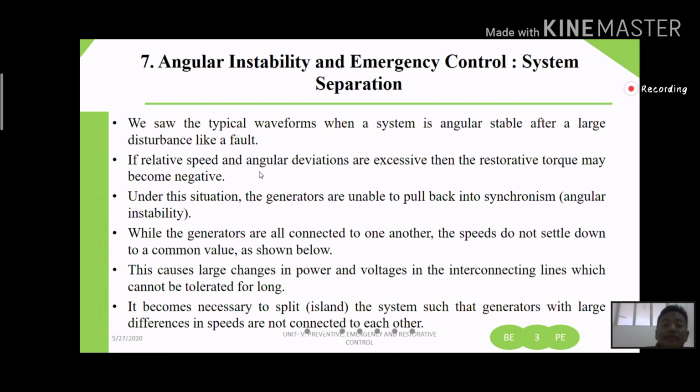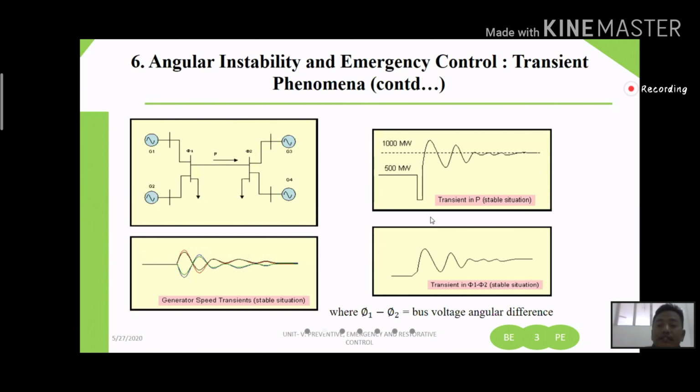But if the relative speed and angular deviation are not that excessive, or the difference is very small, then the restorative torque will be positive, and the generator will be pulled back into synchronism. That's what I explained in the earlier slide.